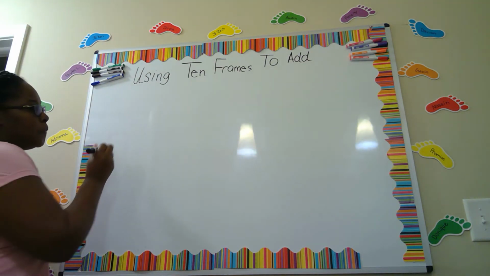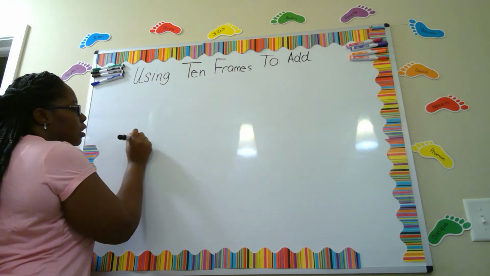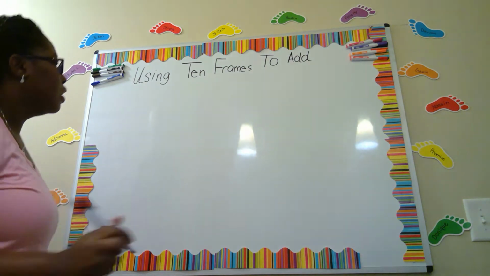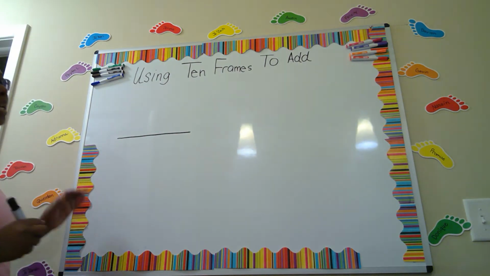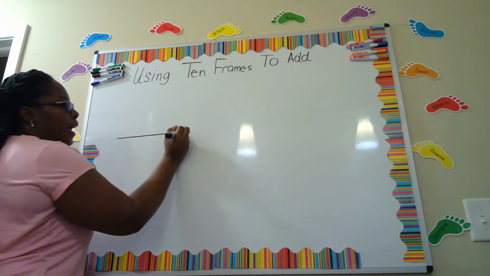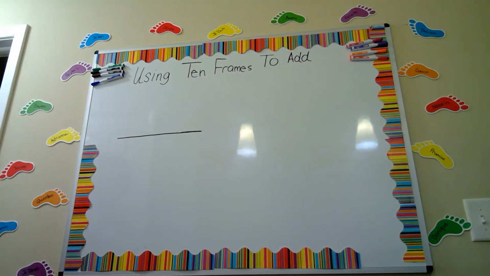So to do a tens frame, we're going to draw. Hold on, the marker wasn't working. You're going to draw a line across. And notice, I didn't take up my whole board, okay? I just drew a line, a little medium length. I don't know the best way to describe it, okay?